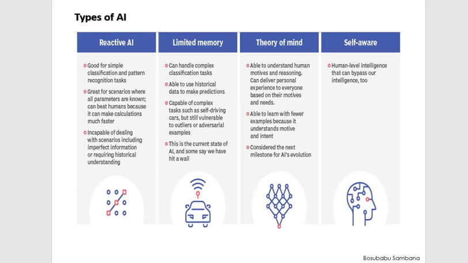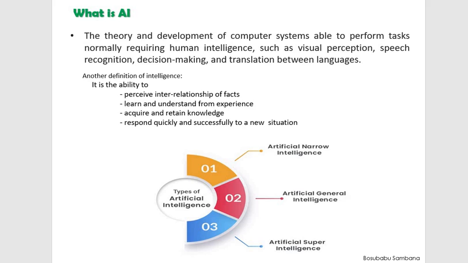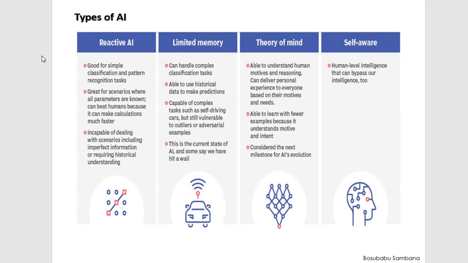Next, we easily identify the types of AI. Based on capability, the types of artificial intelligence are artificial narrow intelligence, artificial general intelligence, and artificial super intelligence. Based on functionality, artificial intelligence types are categorized into four: first one, reactive AI, then limited memory, theory of mind, and self-aware.